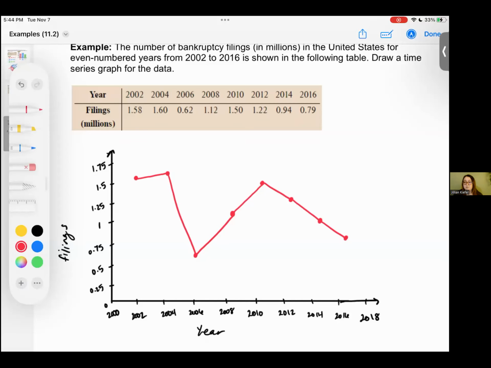By looking at the graph, we get a really good idea that it started kind of high, made a really strong dip, and then gained again. And then this has slowly been decreasing since then. So that was our last example. Let's go on over back to the lecture.